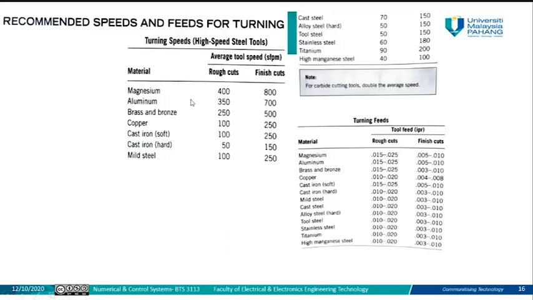This is for turning, also the recommended values for turning. The same here, based on the material, starting from magnesium until titanium, either for the speed or also for the feed rates.